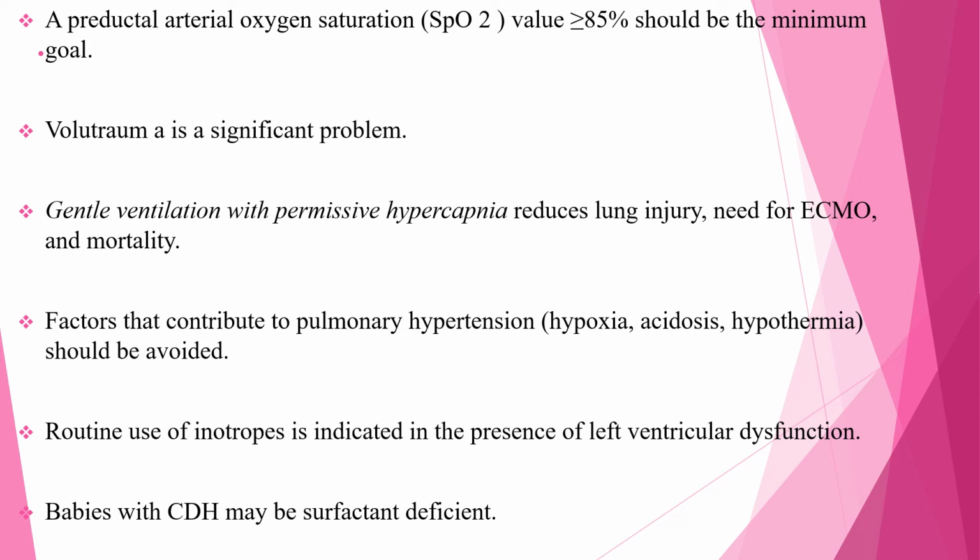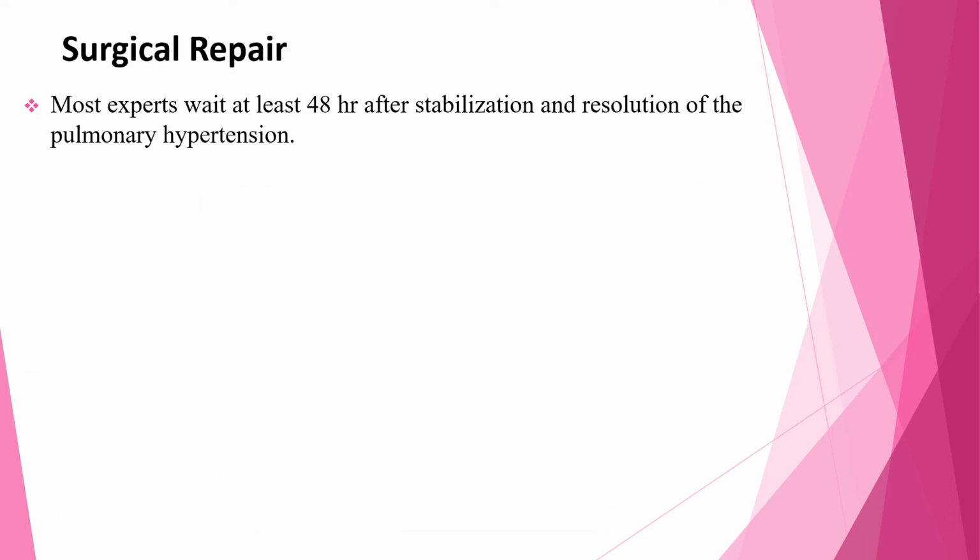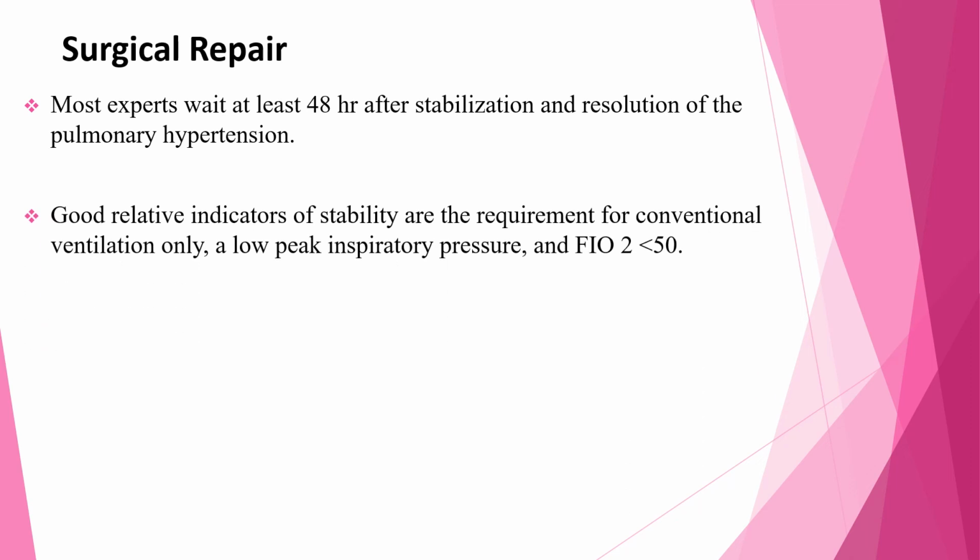Babies with congenital diaphragmatic hernia might be surfactant deficient, as I have said above, and they might also need surfactant replacement therapy. Regarding surgical repair, most experts wait at least 48 hours after stabilization and the resolution of the pulmonary hypertension. And good relative indicators of stability are the requirement for conventional ventilation only, a low peak inspiratory pressure, and a FiO2 requirement less than 50%.